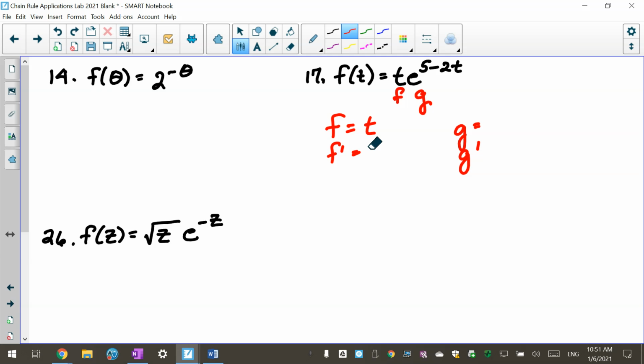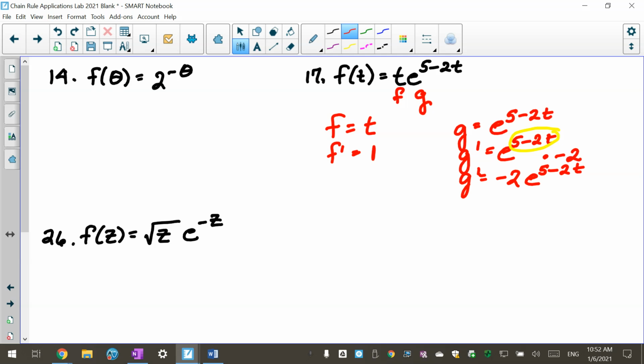So I have f is t, f prime is 1. G is e to the 5 minus 2t. G prime is, rewrite it, then you have to take the derivative of the inside, or the baby, and that's right here. So when I multiply that right there, because it's 5 minus 2t, you're just going to have a negative 2, because the derivative of 5 is 0. So then I have g prime to be negative 2 e to the 5 minus 2t.